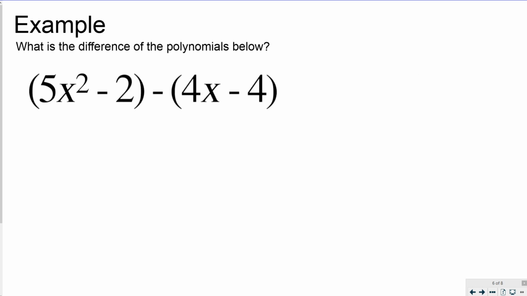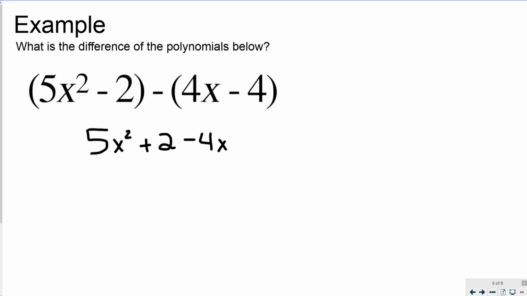What is the difference of the polynomials below? Oh, this is a good one. So I have 5x squared minus 2 minus 4x minus 4 on the inside of the parentheses. So what I am going to do here is 5x squared, and I'm going to look to see if there's any other x squared parts. I don't see any, so 5x squared is going to drop down to the bottom. I'm going to then go over to the negative 2. Negative 2 take away negative 4 is negative 2 plus 4, or positive 2. And then I have a negative sign between them and a 4x. So that leaves me with a negative 4x.